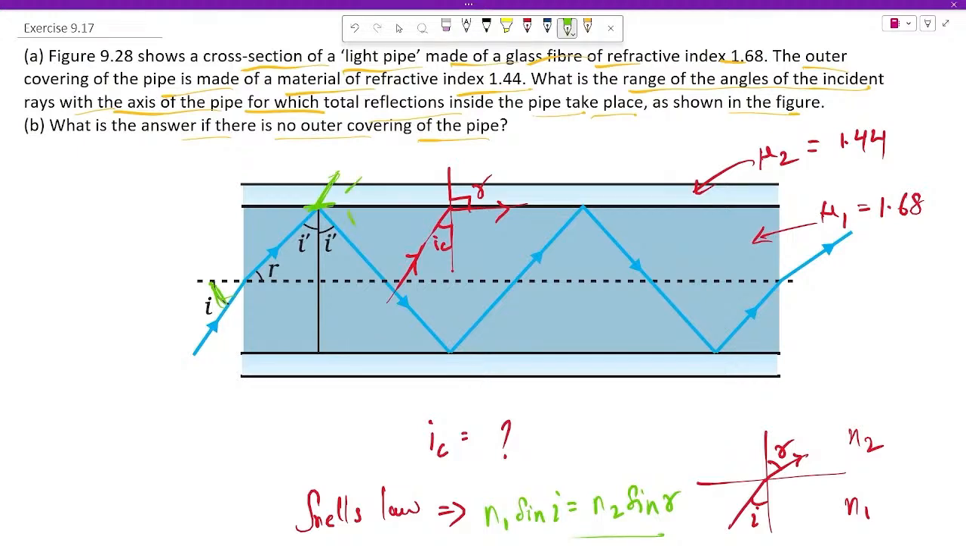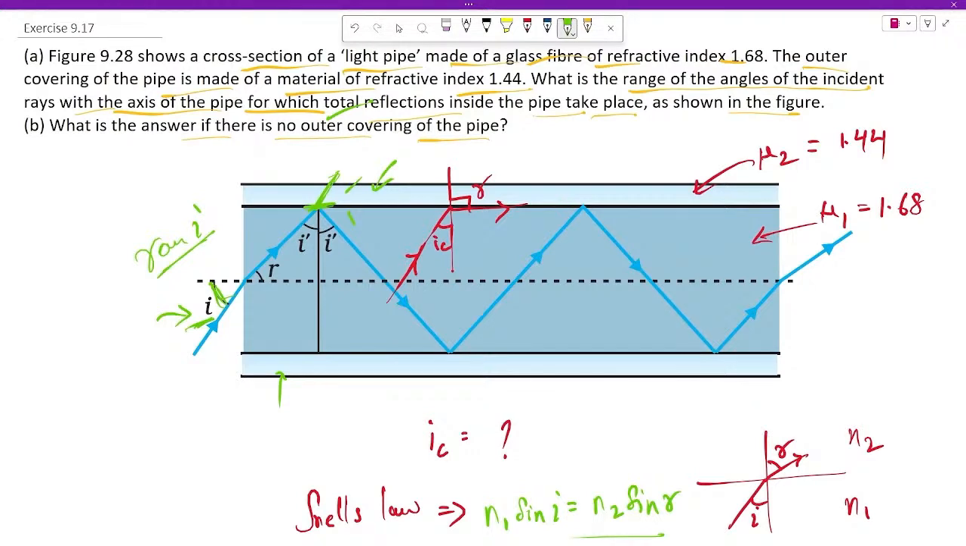Now we can apply Snell's law over here. This is the first part of the question, where we have to find out the range of I. Now the second part of the question says, what if we remove this outer covering? Then we have to find out the range of I. So we will be using Snell's law over here.